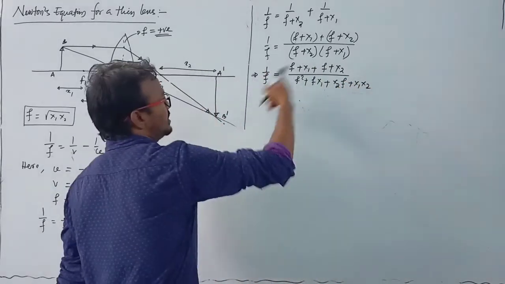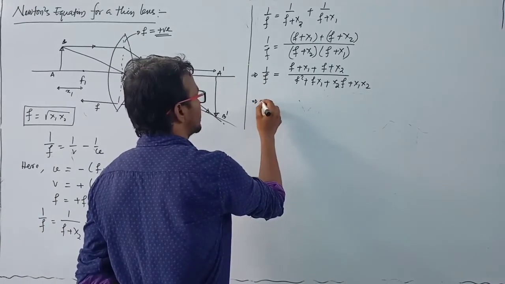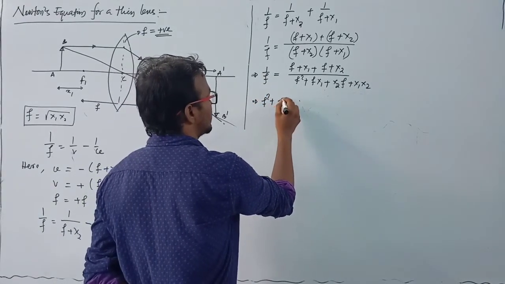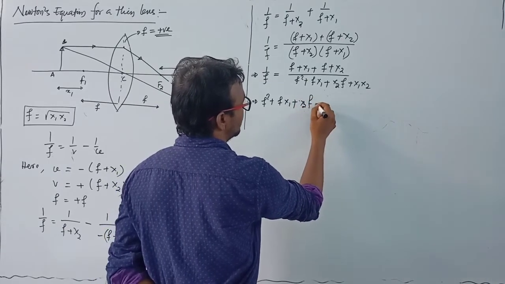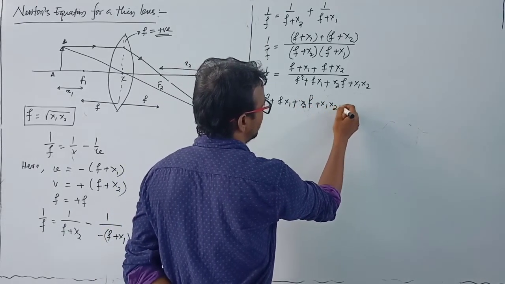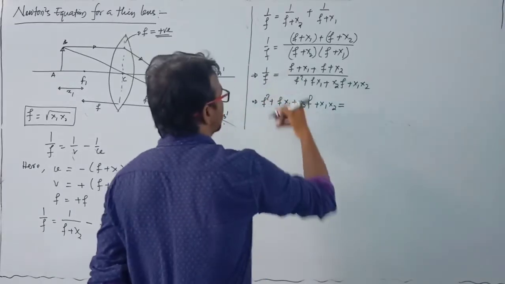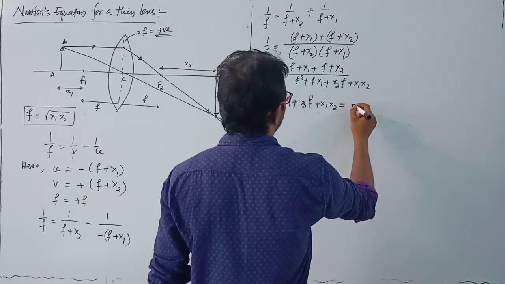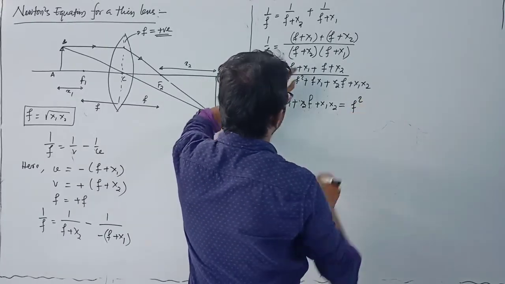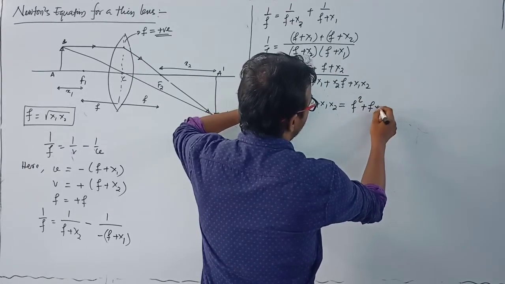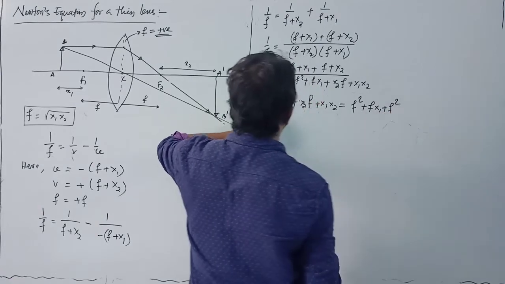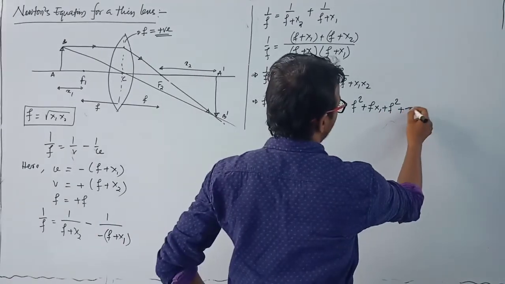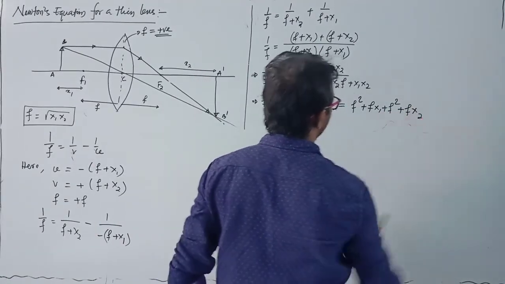Now cross multiply these two relations, then we can write f square plus fx1 plus x2f plus x1 x2 equals, if we cross multiply here, f square plus fx1 plus f square and again plus fx2.